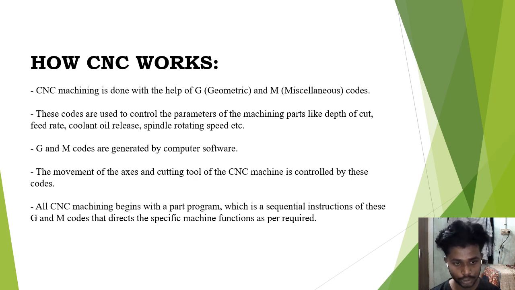The movement of the axes and cutting tool of a CNC machine is controlled by these codes. The G codes and M codes control the movement of the axes, the movement of the cutting tool, and the speed at which it should cut. All those parameters are controlled by these G and M codes. All CNC machining has a part program, which is a compilation of combinations of these G and M codes, giving sequential instructions to the machine. The G and M codes are given to the machine to function as required by the user.